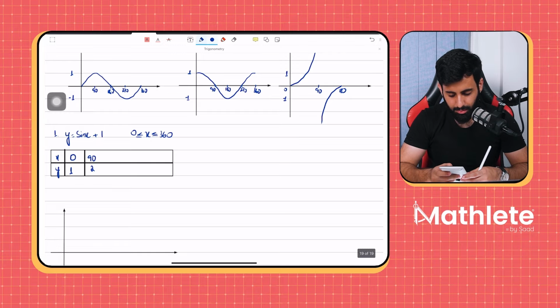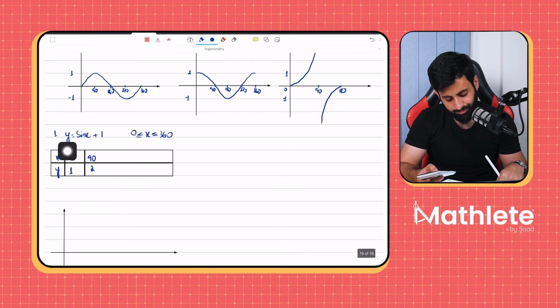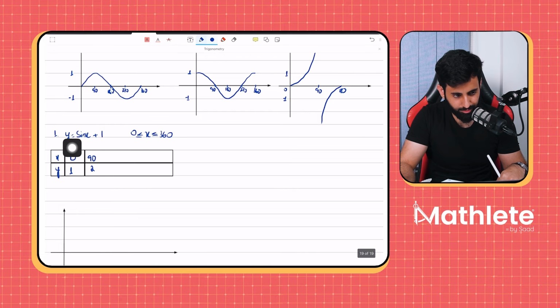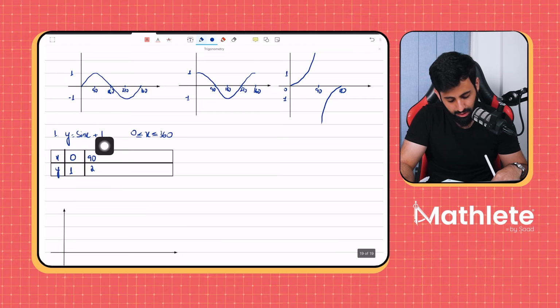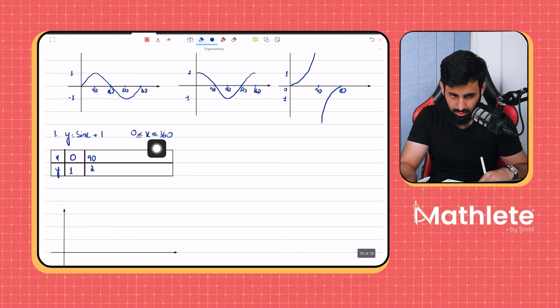Using your calculator, there is a table feature in your calculator. I don't know if you ever used it in IGCSE or O levels, but what you can do is exactly program what function it is that you're trying to sketch, what values you want to plug in, and what the difference should be.